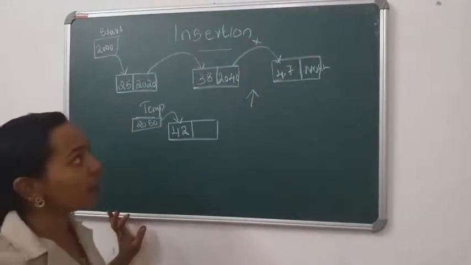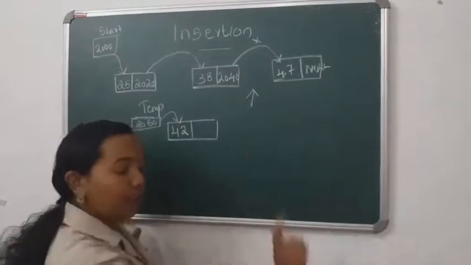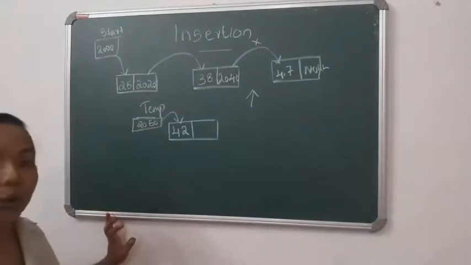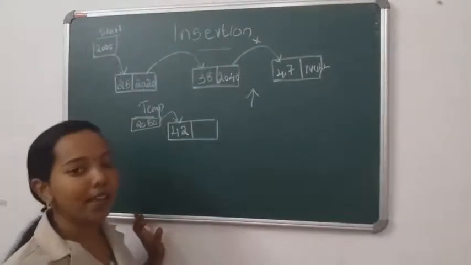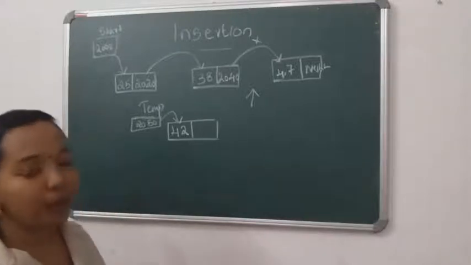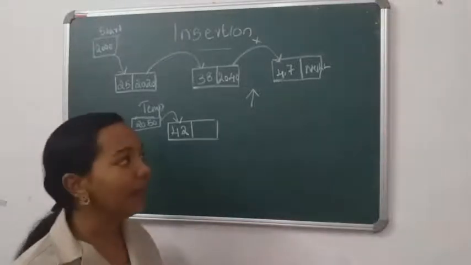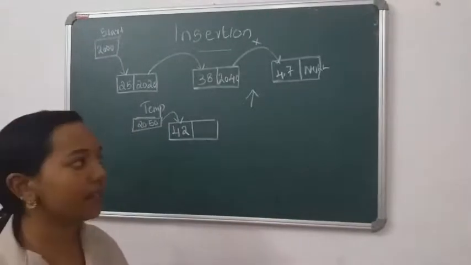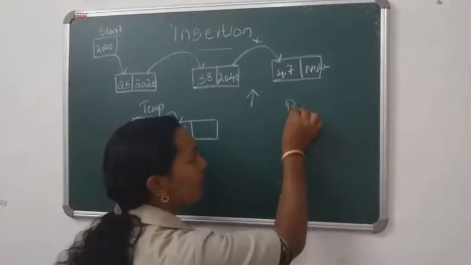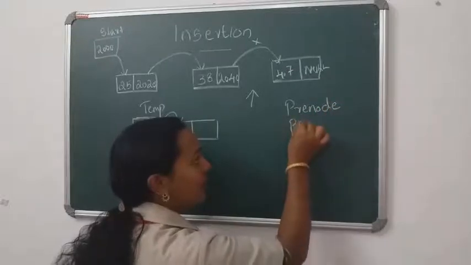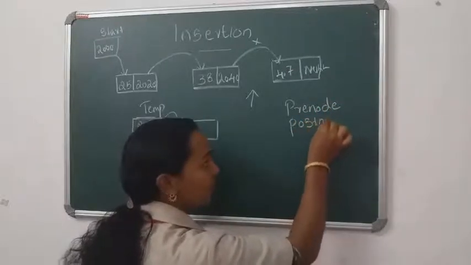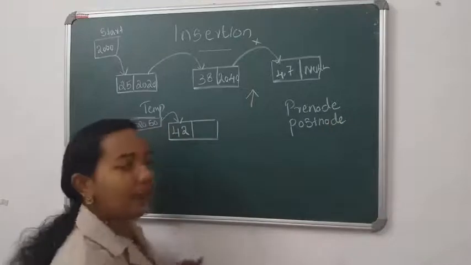Okay, there is one connection from 38 to 47. That connection you want to break. Only that procedure we are performing in the insertion algorithm. For performing the insertion algorithm, we need two more variables. The first variable is pre-node and the second variable is post-node. So two variables we require.